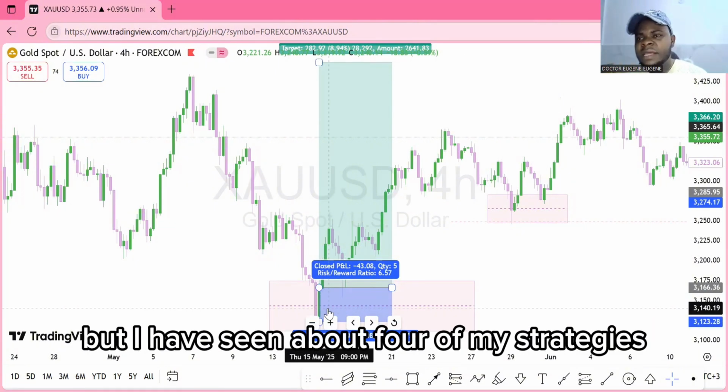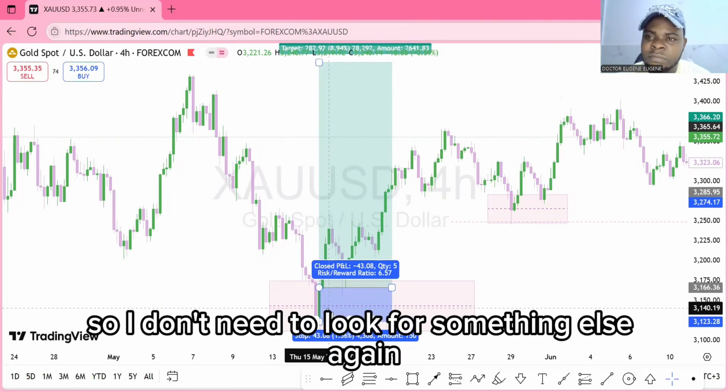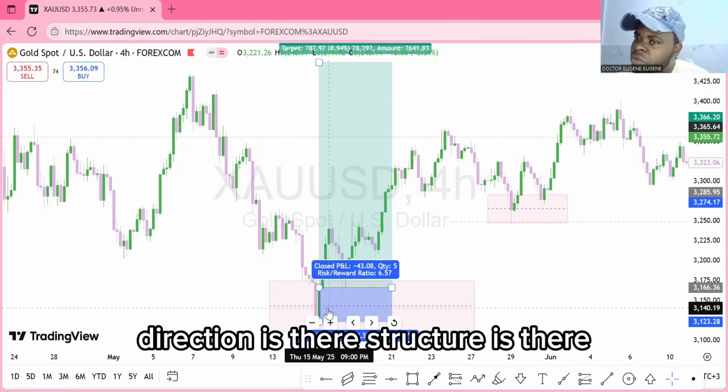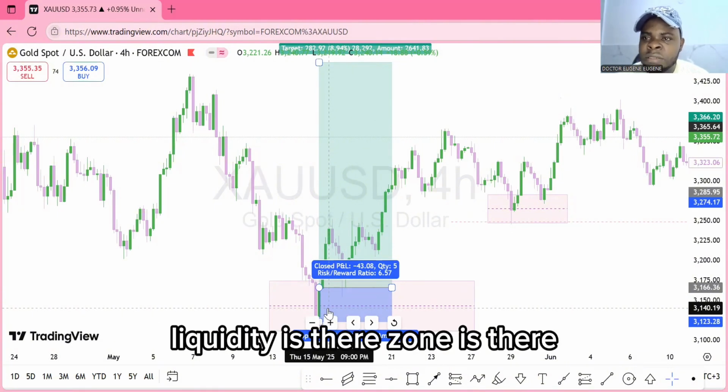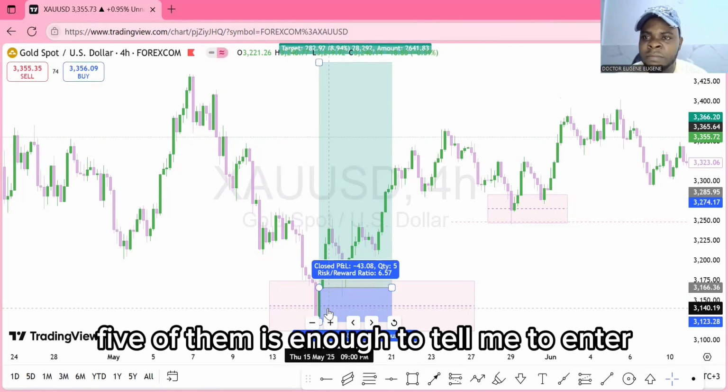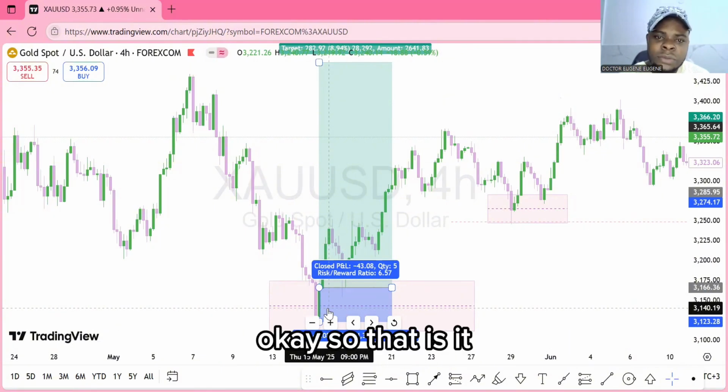But I have seen about 4 of my strategies, so I don't need to look for something else again. Direction is there, structure is there, liquidity is there, zone is there, and candlestick confirmation is as well there. 5 of them is enough to tell me to enter. Okay, so that is it.